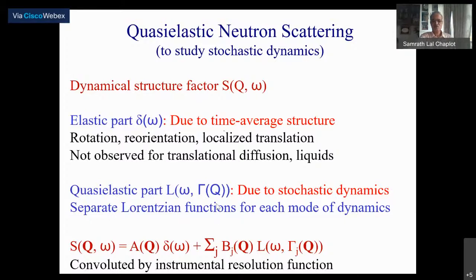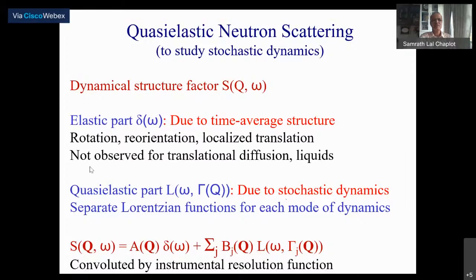Then the stochastic dynamics, that is the correlation function in time, has, as we said, certain relaxation times, and the Fourier transform of that is like a Lorentzian function as a function of the energy. The half width at half maximum of the Lorentzian function has information about the dynamics, about the pathways or the geometry, the spatial information is what you have here.